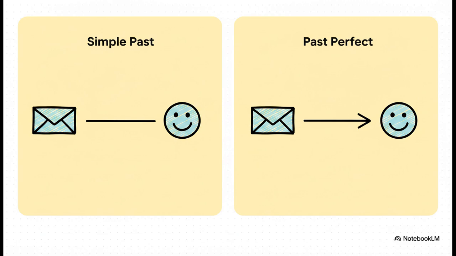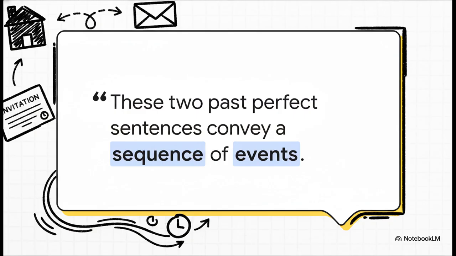Let's make this super clear with an example. On one hand, you could say, "I was happy Gabby invited me to her party." Okay, cool, two events. But on the other hand, "I was happy Gabby had invited me to her party." See the difference? Now it's totally clear the invitation happened before I was happy. That one word connects them, creating a clear cause and effect. Yeah, it's all about that sequence of events.